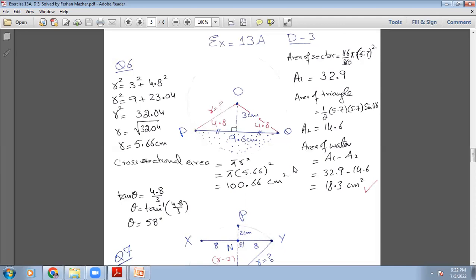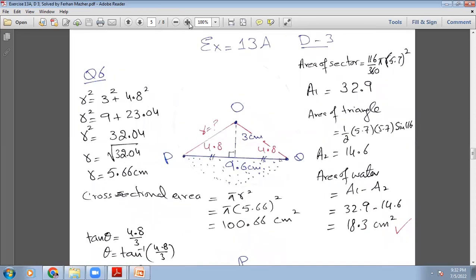From the area of the sector minus the area of the triangle, you will have the area of this segment. The area of the segment is equal to the area of the sector minus the area of the triangle. And that is the cross-sectional area of the water. So it will be 32.9 minus 14.6, and that will be 18.3 centimeter square. So this is how, my dear students, we will solve this question.